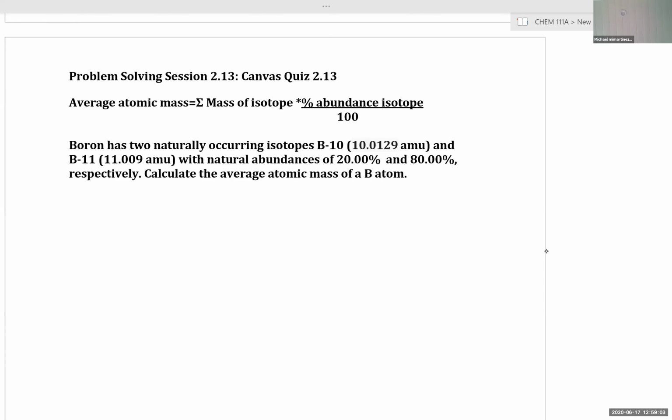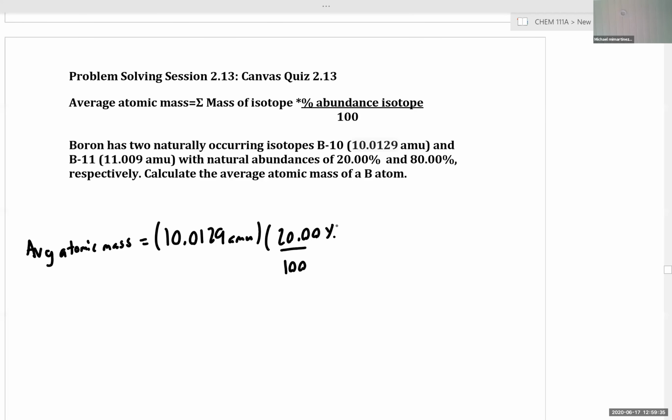So let's discuss this problem. First and foremost, the average atomic mass is equal to the mass of isotope 1, which is 10.0129 AMU, times the percentage of isotope 1 over 100%, plus the mass of isotope 2 times the percentage of isotope 2 over 100%.